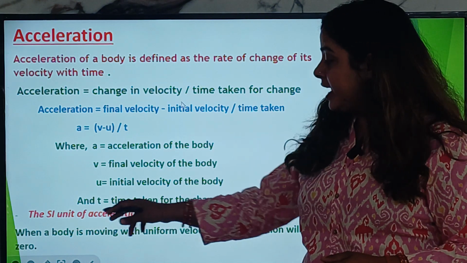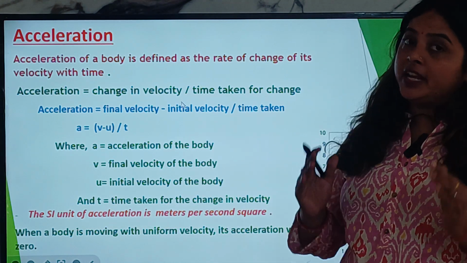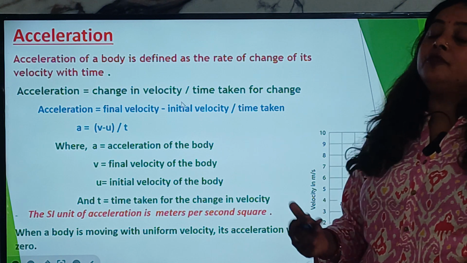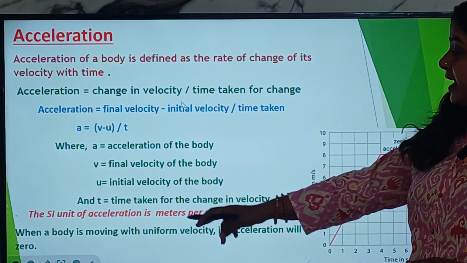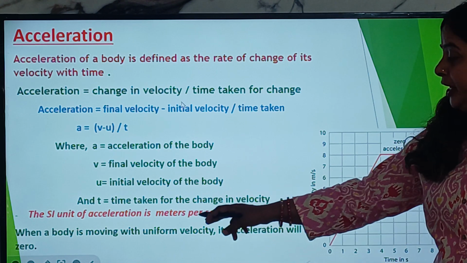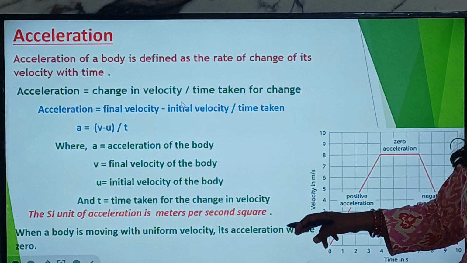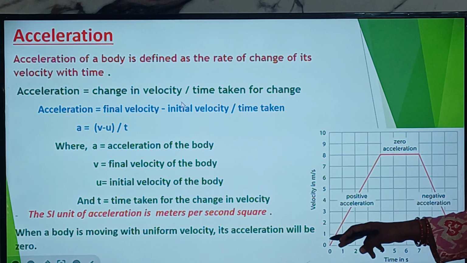Now, what is the SI unit of acceleration? That is very important. Just like we studied that the SI unit for velocity is meter per second, the SI unit of acceleration is meter per second square. It is meter per second square.